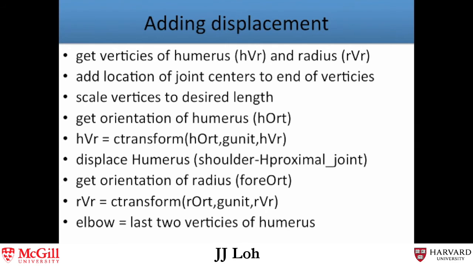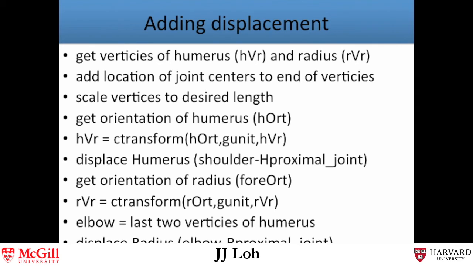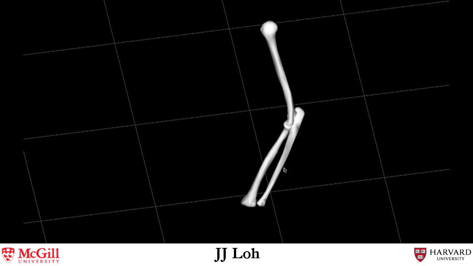10. Displace the forearm to align the elbow joint center to the radius's proximal joint. We will use the same vector subtraction. The elbow joint XYZ location minus the proximal radius joint center. And finally, number 11, repeat these steps for each frame of data. Here is the algorithm in action.